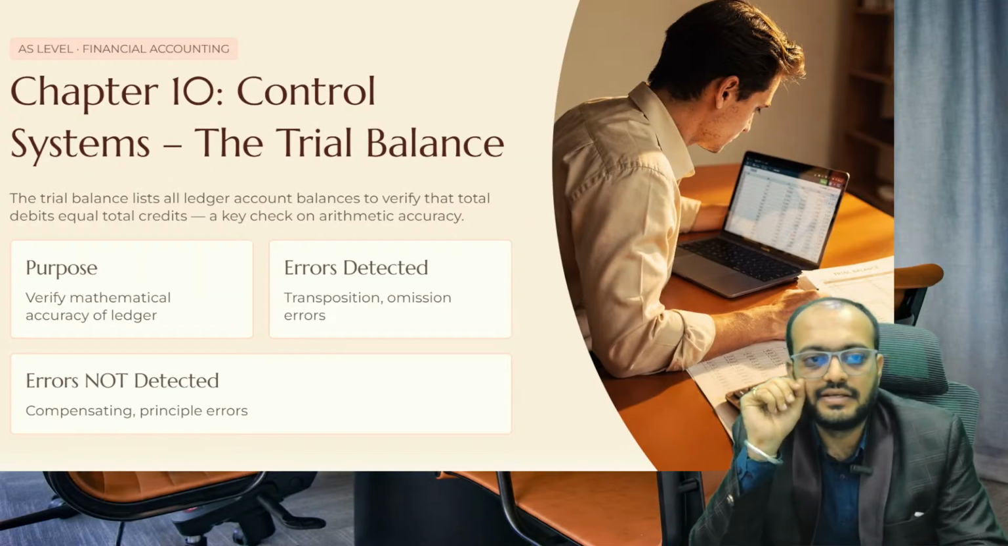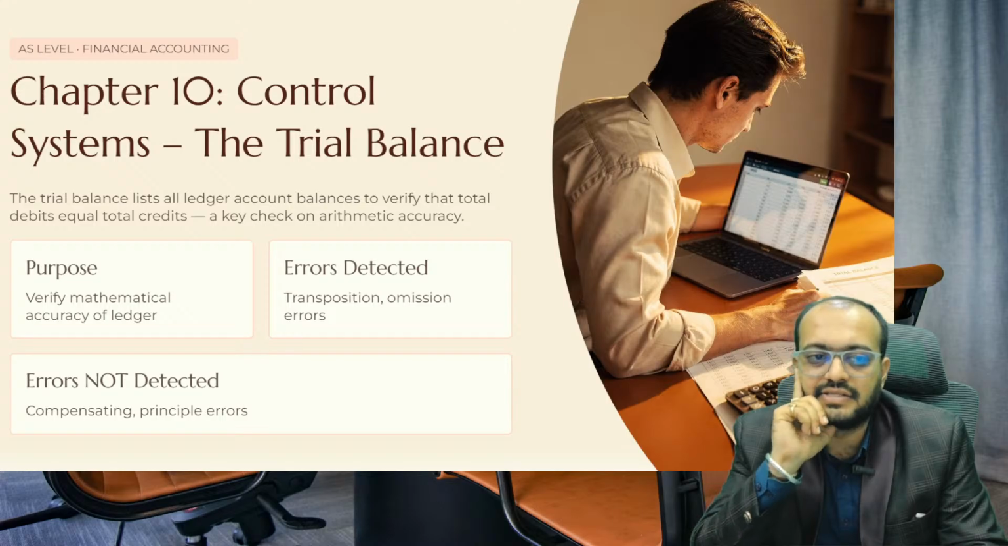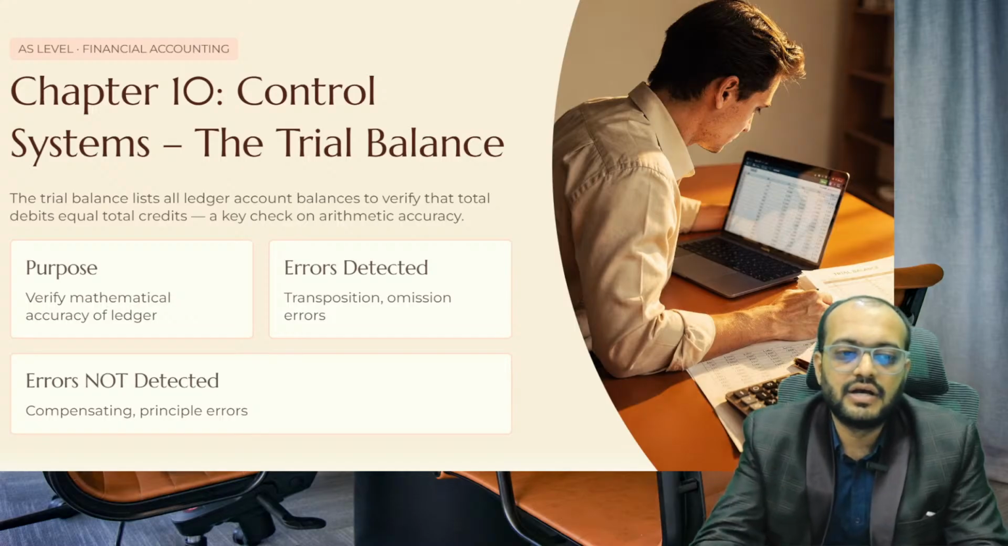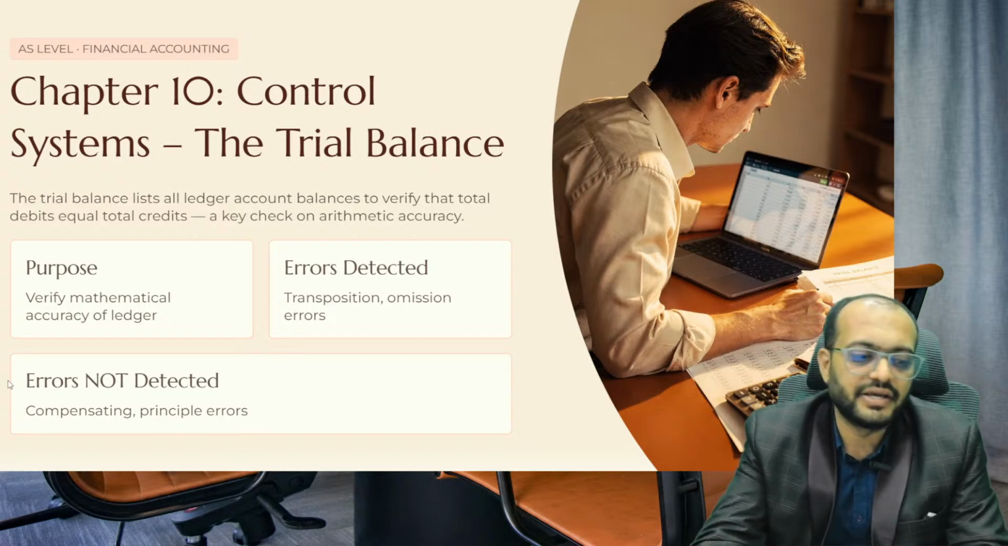So we'll prepare the trial balance here. We'll see the purpose and errors detected. Sometimes while preparing the trial balance, we detect some errors, and errors not detected are compensating errors or principal errors. There are some errors which we are not able to find even after preparation of the trial balance. The trial balance got tallied, but still there are some errors.